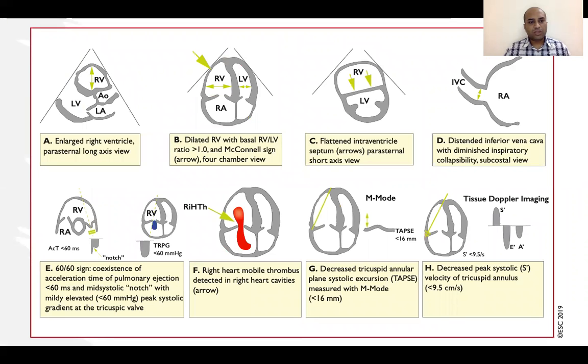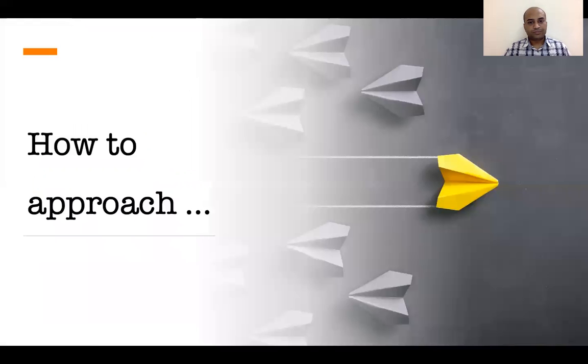What are the echocardiographic findings? There will be an enlarged right ventricle, a dilated RV with a basal RV to LV ratio of more than 1, a flattened interventricular septum, and a distended inferior vena cava with diminished inspiratory collapsibility. There are some other findings which are not routinely available, like the 60-60 sign, mobile thrombus in the right heart, decreased TAPSE, and decreased systolic velocity of the tricuspid annulus. We need higher echocardiography skill to pick this up.